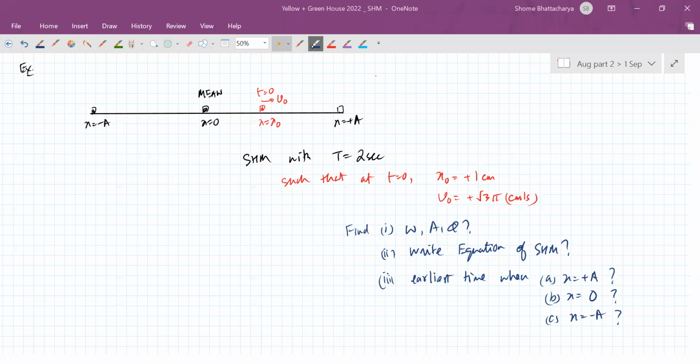You have to just substitute in the standard equation. Now use that equation for the third part so that you can find the earliest time, right, when x is equal to plus a, or in this case, it will become plus of the value you've got for amplitude.